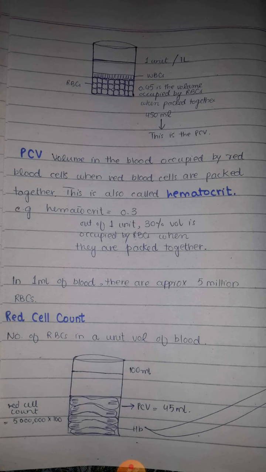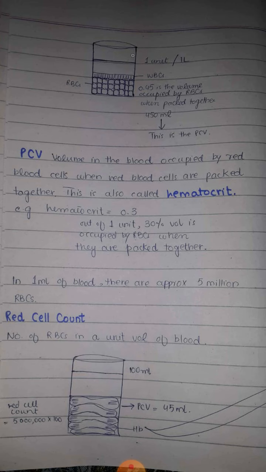Okay, number one, we have the packed cell volume. In order to understand the packed cell volume, let us consider a container. We have a container, and in this container we add blood. After adding the blood, we add some anticoagulant and then we centrifuge the blood. On centrifugation, the blood will be distributed in three layers. In the lowermost layer, we have red blood cells. Then we have a buffy coat containing WBCs, and at the topmost, we have the plasma.